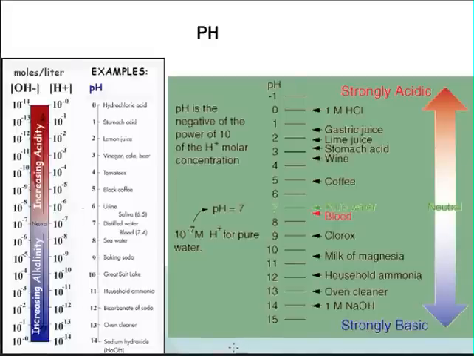Again, just some more examples. Hydrochloric acid, stomach acid, lemon juice, they're all acidic. Basic: seawater, baking soda, household ammonia, oven cleaner, soaps, detergents, these would all be down here.